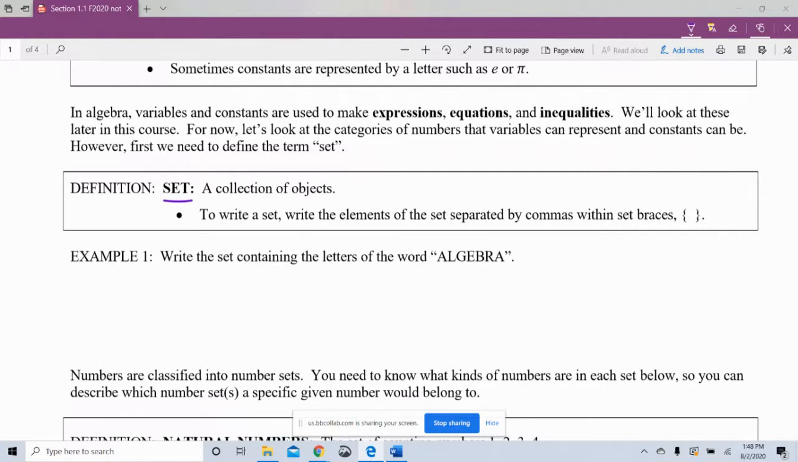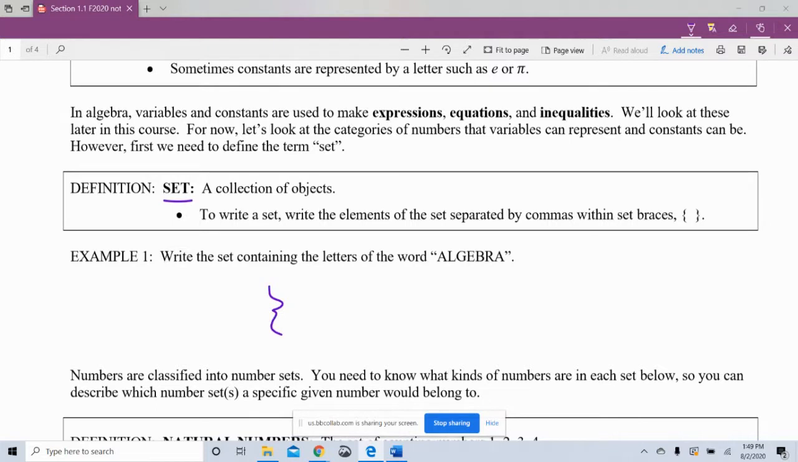And to write a set, we typically use these set braces or set brackets that you see here. And then we individually list out the elements of the set with commas in between each element. And so if you think about the word algebra, in example 1, we're going to write the set that contains the letters of this word. Now keep in mind that once an element is in the set, it's in there. So you don't need to make duplicate entries of that same element into the same set.